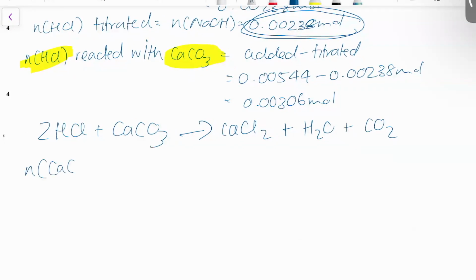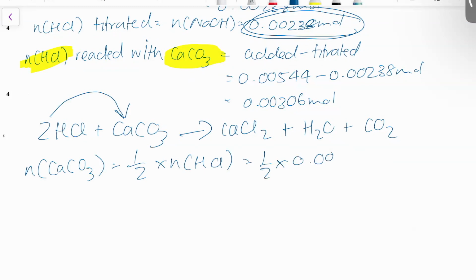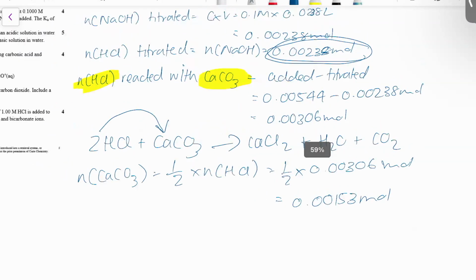Reading the ratio in the equation that Curdy helped us balance, how am I going to get the moles of carbonate from my moles of HCl? I'm going to times it by 0.5. Half times my moles of HCl is half times 0.00306 moles. So how many moles of calcium carbonate do we have? 0.00153 moles.